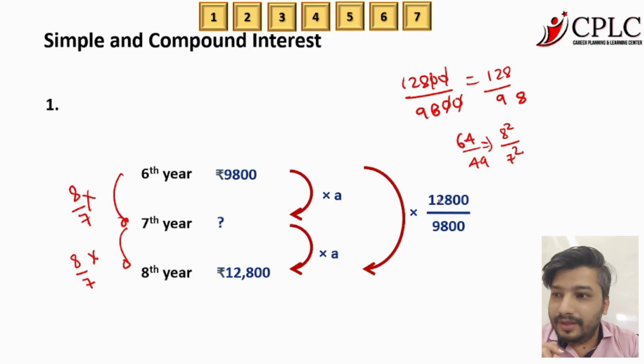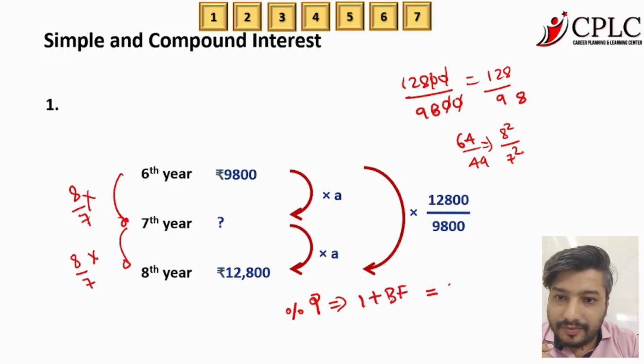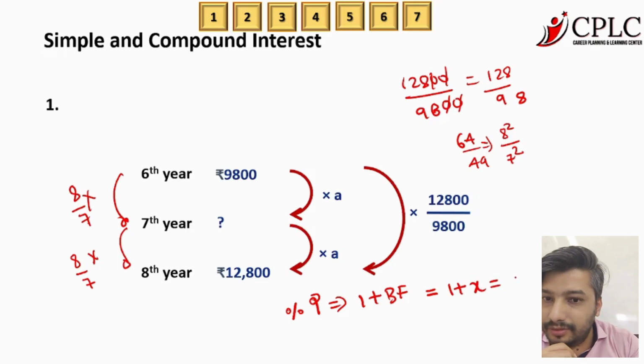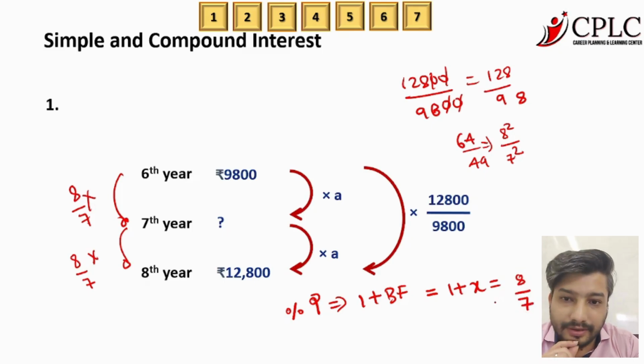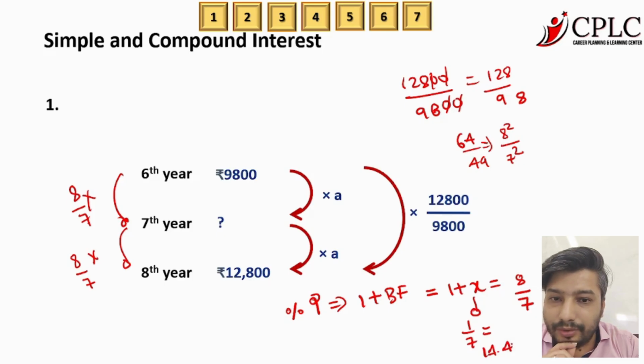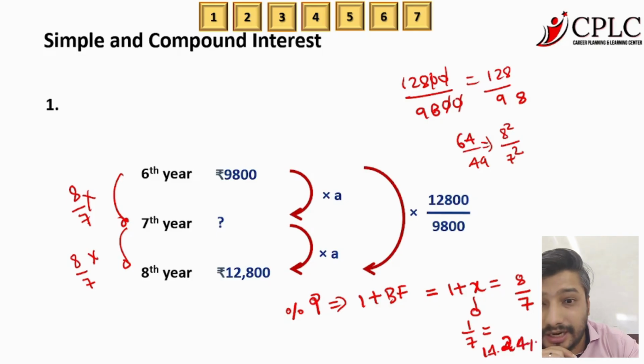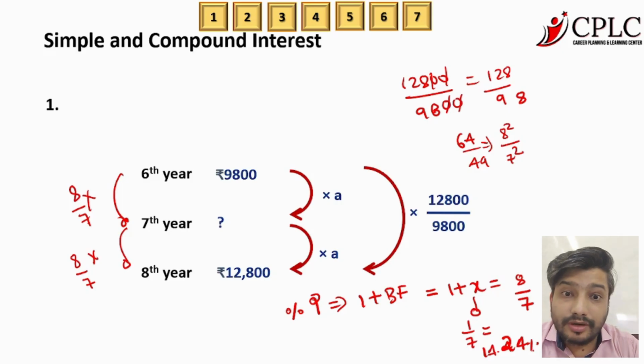Now if you remember, for percentage increase we have a formula, which is 1 plus a base fraction, and that number is now 8 by 7. So 1 plus what is 8 by 7? Obviously 1 by 7, and 1 by 7 in percentages is 14.28 percent. So I think the rate of interest is 14.28%.